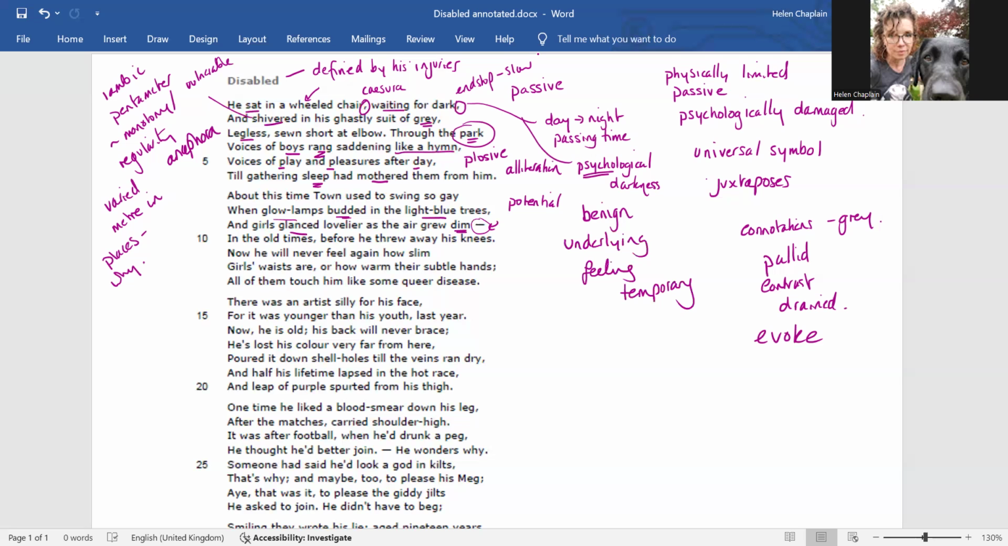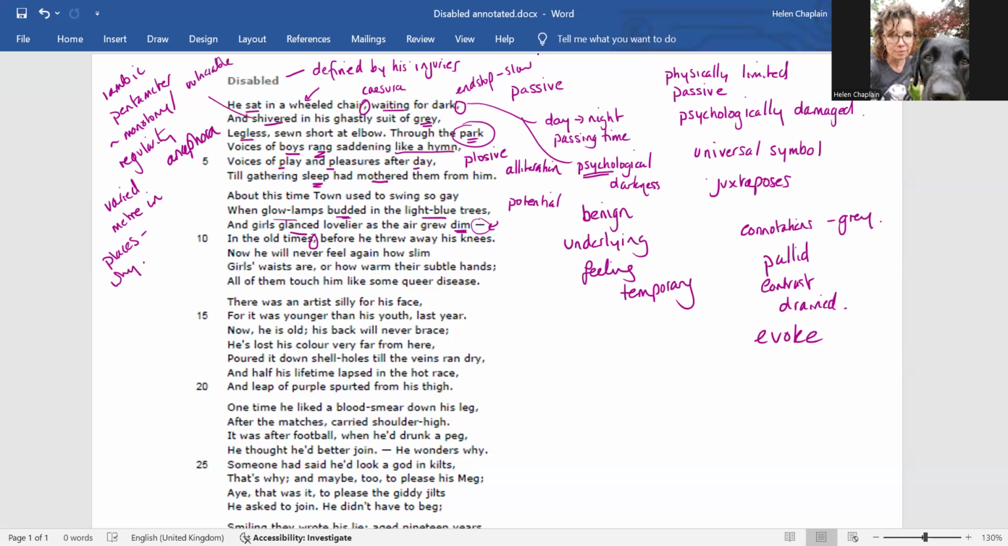because the air growing dim is now again this psychological darkness, if you like, that we alluded to in the first line, that he remembers in line 10 in the old times before he threw away his knees. So he's thinking, it used to be great, that was before. Okay, so the old times, and that caesura after the old times gives that moment of reflection. We're using caesura, remember, to mark any punctuation in the middle of a line of poetry.